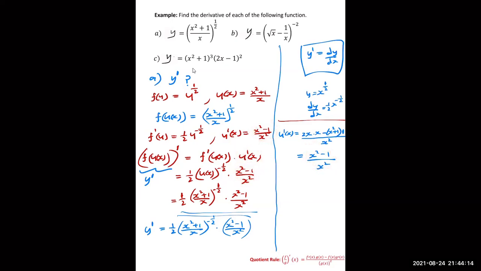And then I can do one last thing. I can replace this u of x by this expression to get the final answer. This is my y prime. y prime is equal to this. All right, that's how you apply the chain rule. Now I want to show you a shortcut for the chain rule. Here is how the shortcut works.